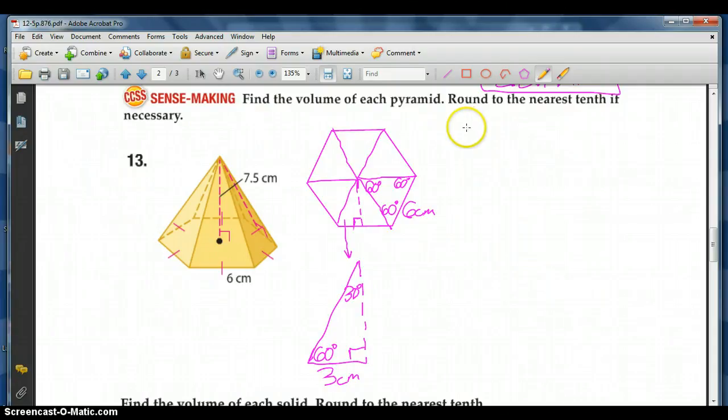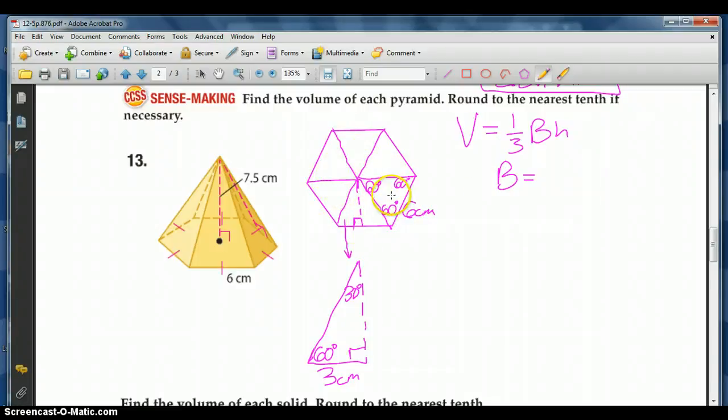Okay, at number 13, we're finding the volume of our hexagonal pyramid, rounding to the nearest tenth. Since our base is a hexagon and volume is 1/3 times the area of the base times the height, to find the area of the base, whenever you have a regular hexagon, if you take 360 divided by 6, each of these angles would be 60. Basically, you get 6 congruent equilateral triangles by splitting this hexagon up.